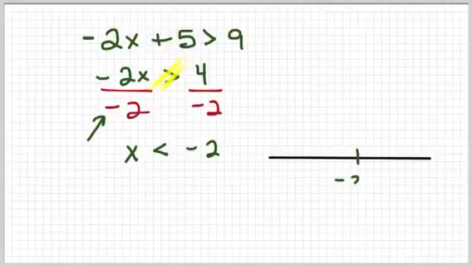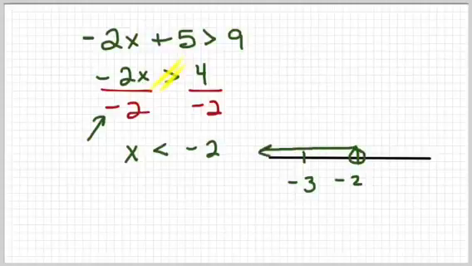Here's -2, we'll show where -3 is at, and we've got to be less than it, so we're pointing to the left. Okay, of course, we have our combined inequalities.